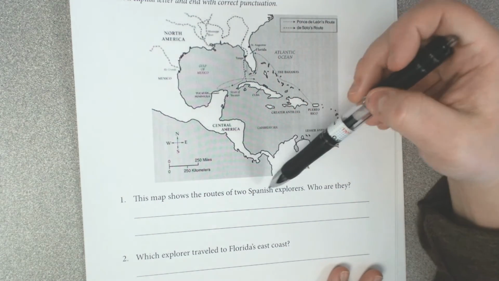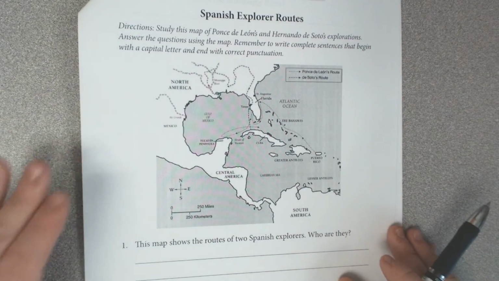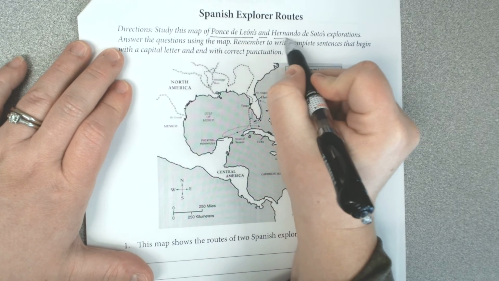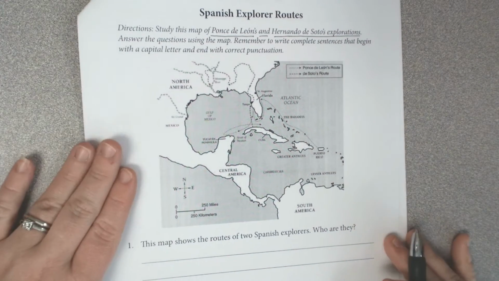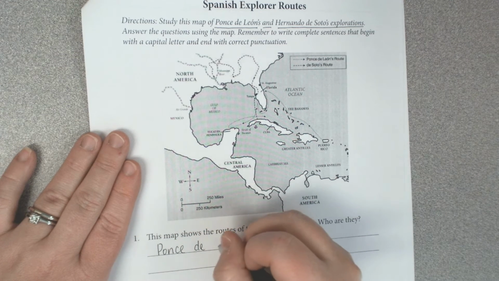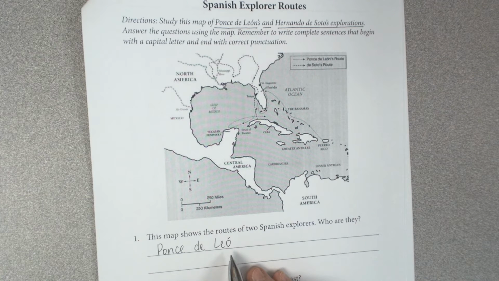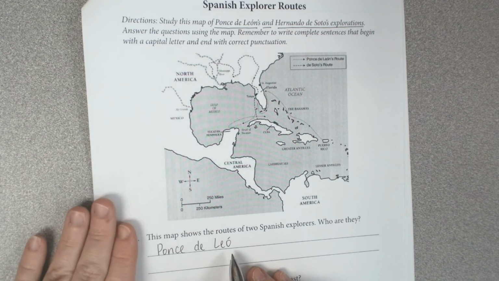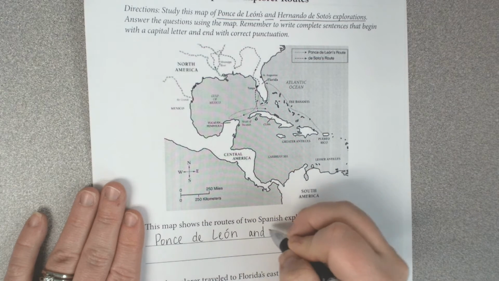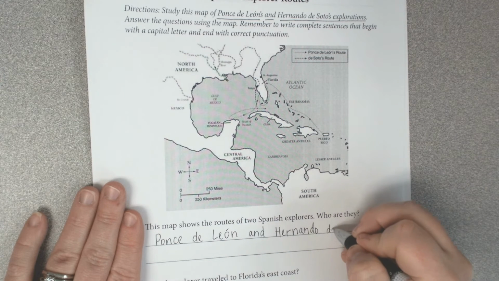So this map shows the routes of two Spanish explorers. Who were they? Guys, hello, they just showed us that, and they told us in the directions. Study the map of Ponce de Leon and Hernando de Soto's explorations. So whose? We're going to say Ponce de Leon, this O has a little accent at the top, that makes it sound like Ponce de Leon, and Hernando de Soto.